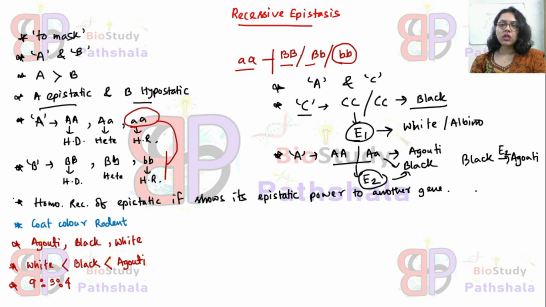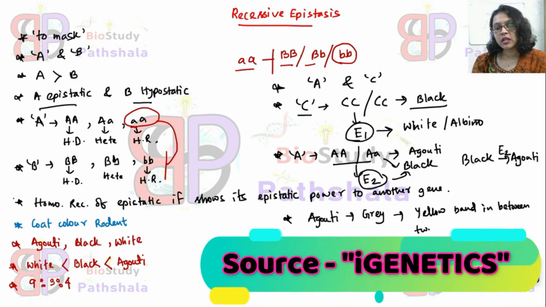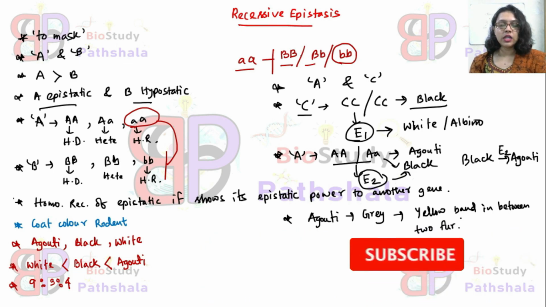We all know white coloration means no pigment, that means albino coloration. Black means the formation of black pigment. So what is the meaning of agouti coloration? Agouti coloration is a kind of gray pattern, and this gray pattern arises because of the presence of a yellow band in between two black bands or two black fur, and this leads to the formation of the agouti coloration.